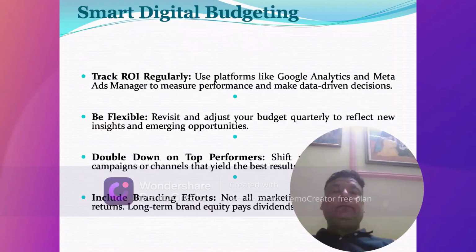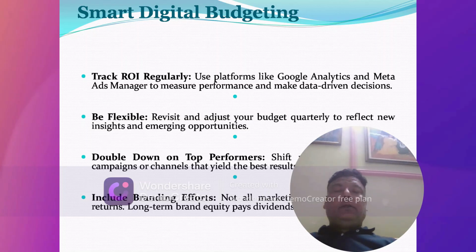So how could we do smart digital budgeting? First, track. You have to be smart in digital budgeting also. You have to track the ROI. What is ROI? ROI is return on investment. The kind of money you are spending, you have to monitor and track your return on investment regularly. You can use platforms like Google Analytics and Meta Ads Manager to measure performance and make data driven decisions.